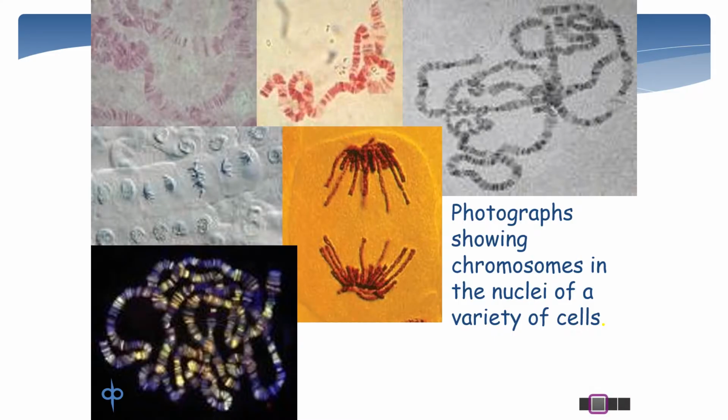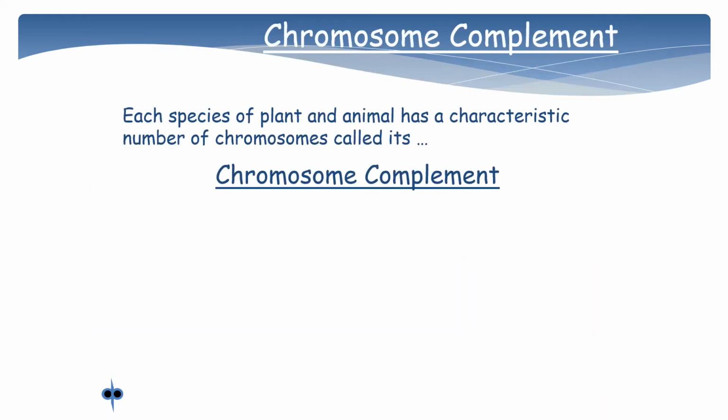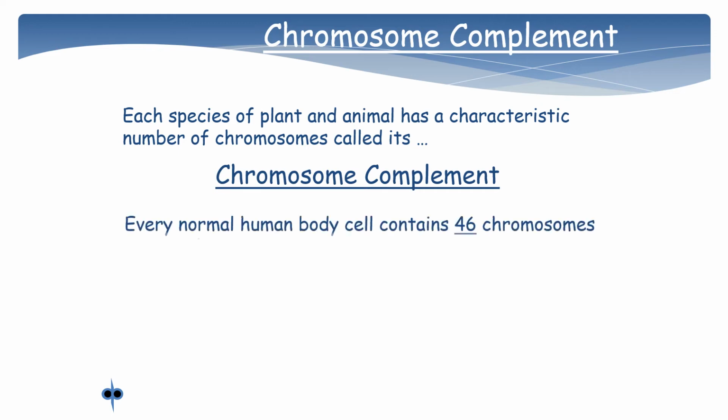Here are microscope images of same chromosomes in different cells. You need to know that each species of plant and animal has a characteristic number of chromosomes called its chromosome complement.